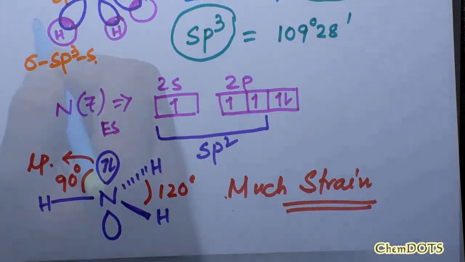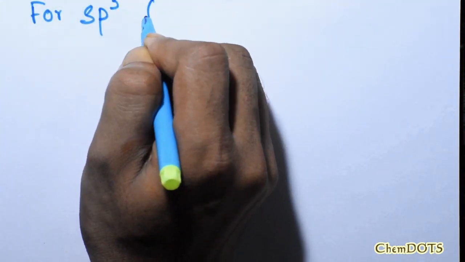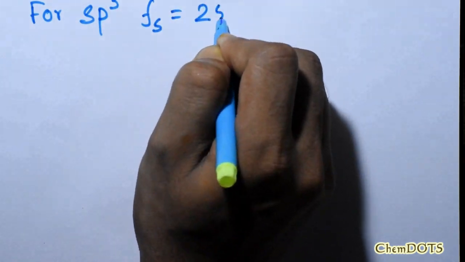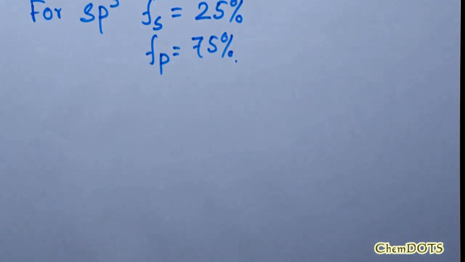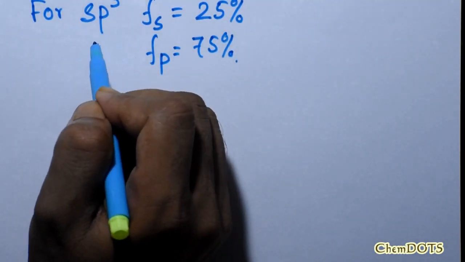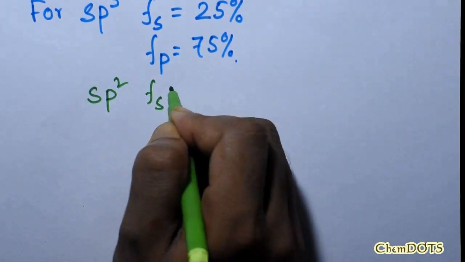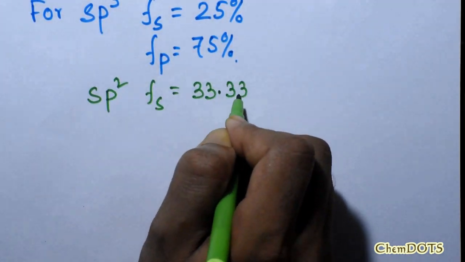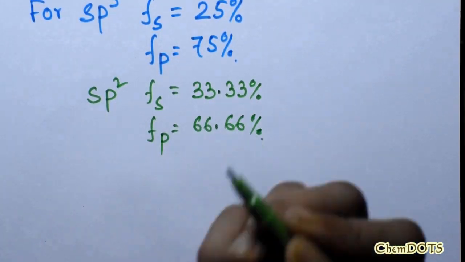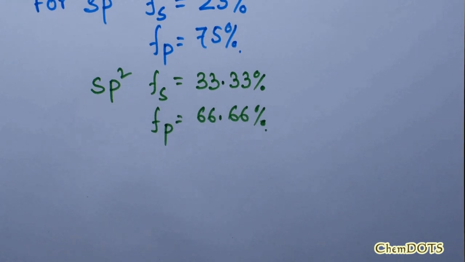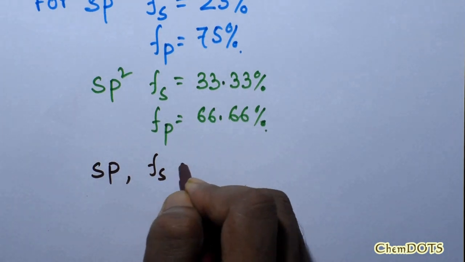From all these discussions, we came to know that in sp3 hybridization, the percentage of s character is 25% and the percentage of p character is 75%. In the case of sp2, the percentage of s character is 33.33% and the percentage of p character is 66.66%. And in the case of sp hybridization, the percentage of s character is 50% and the percentage of p character is 50%.